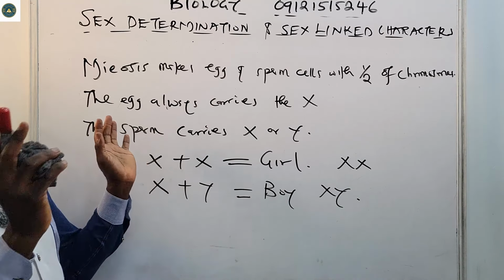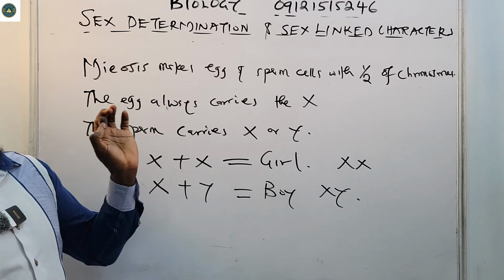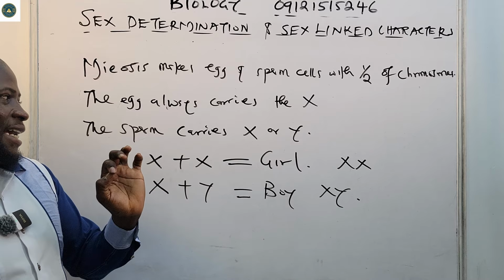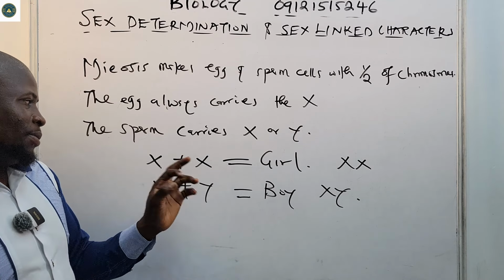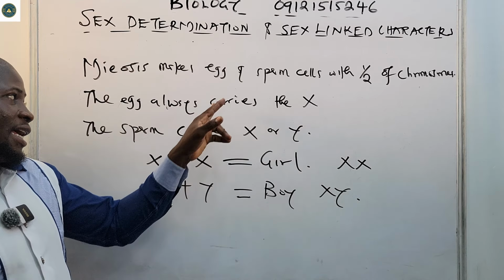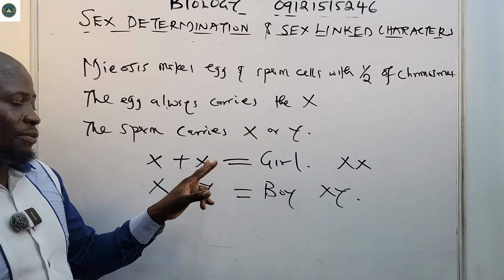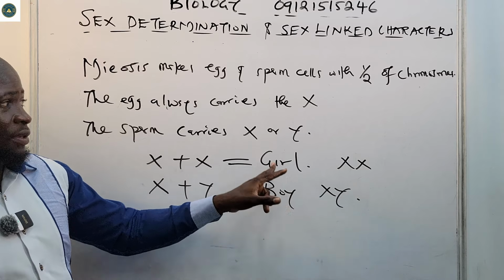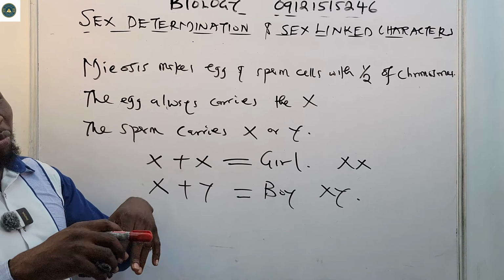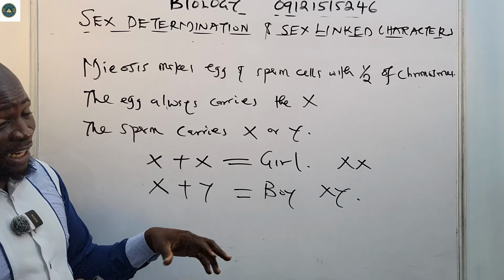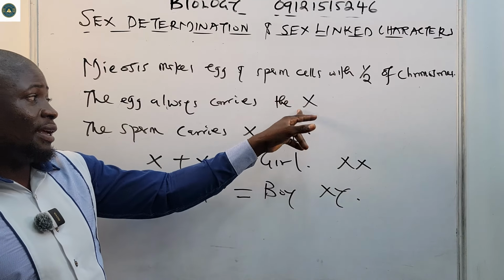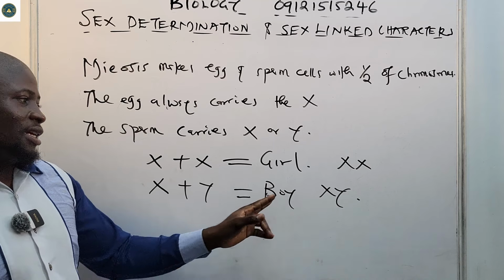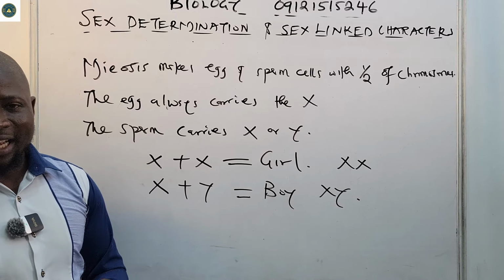All right. So this is just a summary of what we have been saying. Meiosis makes eggs and sperm cells with half the number of chromosomes, and the egg always carries the X, while the sperm carries the X or Y. If the X from the egg fuses with the X from the sperm, I'm going to have a girl. Because a woman only has X, the egg brings X. Then if the sperm brings Y, a boy will be formed. That's the XY condition.